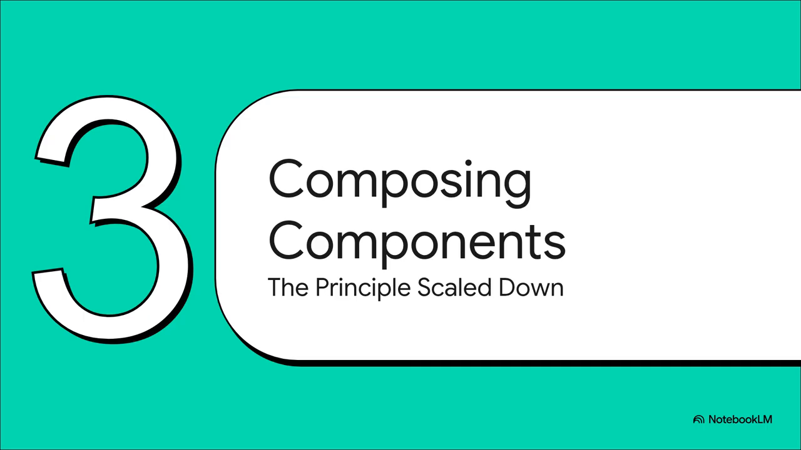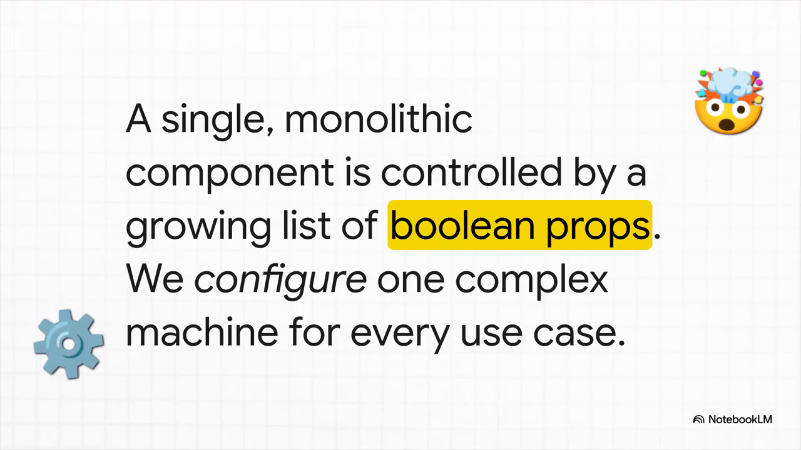Okay, so now let's see how this exact same principle, decoupling before you distribute, applies all the way down at the level of a single React component. We're zooming from that macro architecture right back down to the micro level. Remember our old friend Boolean prop hell? This is what Fernando Rojo calls the configuration approach.